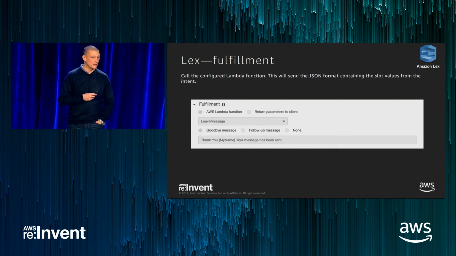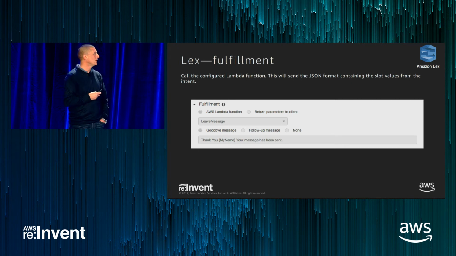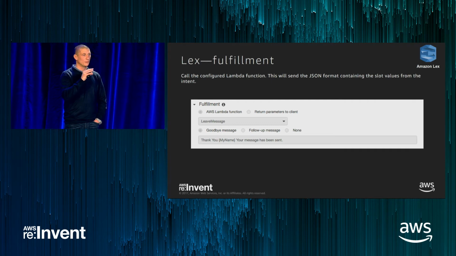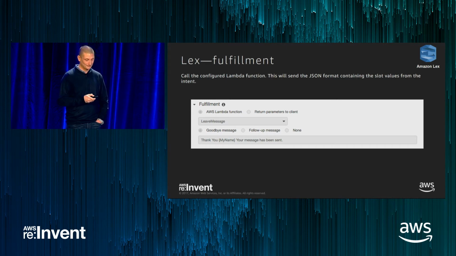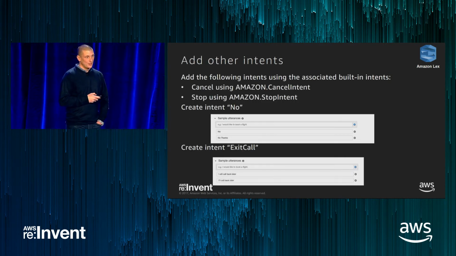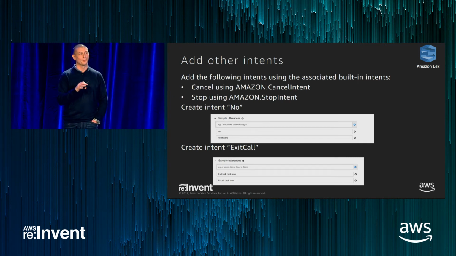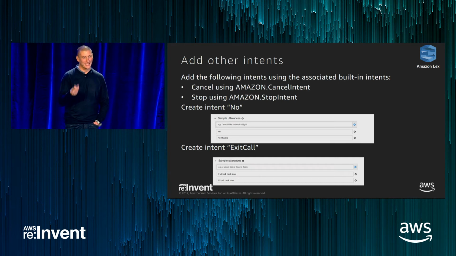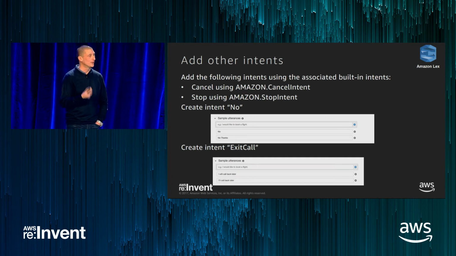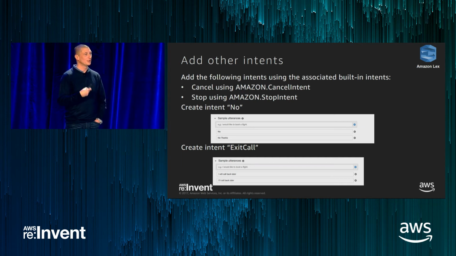And then we call our Lambda function to fulfill the actual message. So you then have your interaction with Lex. When you've captured all of the slot information, you send it through to your Lambda, which then can fulfill the message and send out the message. It's also best practice when you're running a flow to have other intents. You have to give customers a way out. So you have to give them a cancel, a stop, a no, or an exit call. Anyone that's worked with Alexa will be used to these, that you have the ability just to stop or cancel out of your flow.